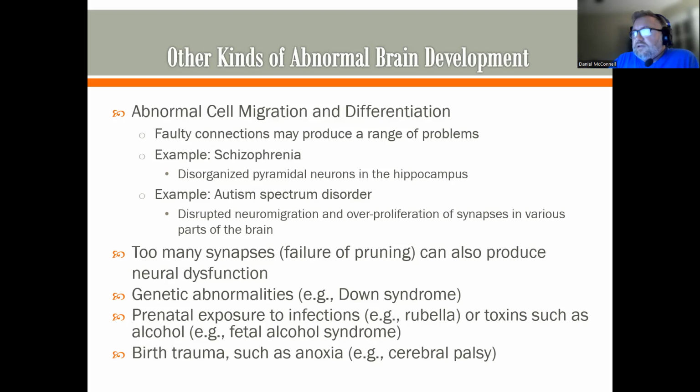Some examples here are that certain neurons called pyramidal neurons in the hippocampus have kind of an altered connectivity, and this is known to occur in schizophrenia. We also know that there can be an overproliferation of synapses in some parts of the brain with autism spectrum disorder. Some of these could be in the frontal lobe, some of them could be in the parietal lobe. But the idea is that what we oftentimes identify as a sensory processing disorder in autism spectrum disorder could be associated with overconnected regions that process certain stimuli.